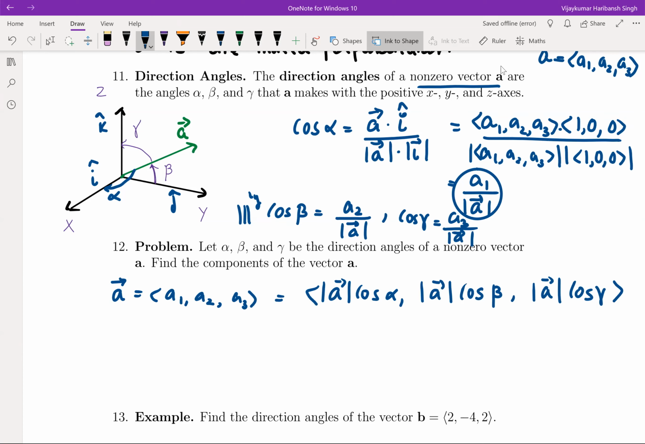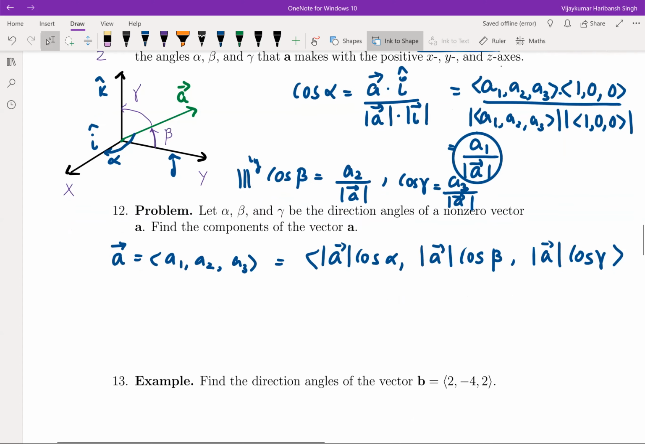Another interesting relation we can find between these is the following. If we look at cos square alpha plus cos square beta plus cos square gamma, this will be 1. Okay, so this is the relation between the cosines of the direction angles.